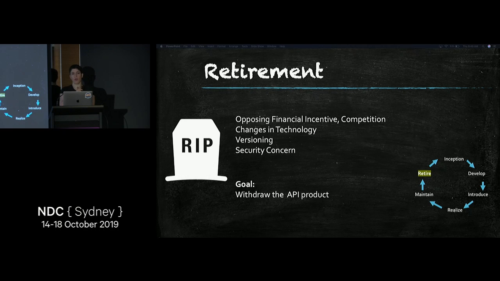Last one, retirement. We said the product manager is observing the metrics to see when is the time to make the decision to retire this API, right? So that's when we make the decision to retire it. There are multiple reasons for retirement. It's not just because we don't make money, right? Money can be one of them. Financially, it's not beneficial anymore, right?